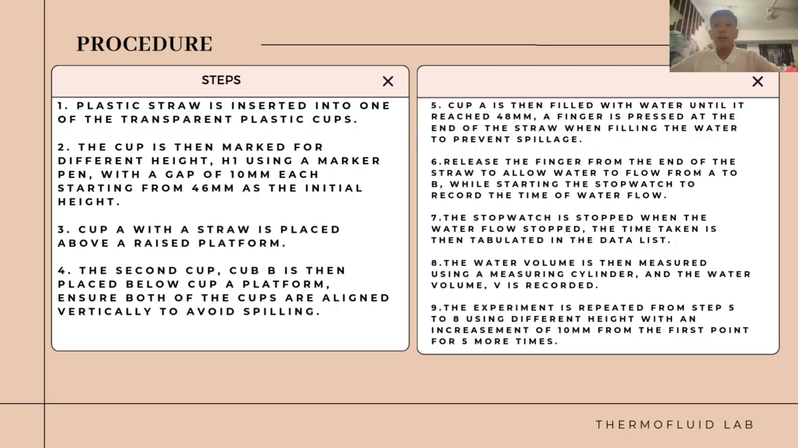Step 9. The experiment is then repeated from step 5 to 8, using different heights with an increment of 10 mm from the first point, for 5 more times. Step 10. All the data are tabulated.